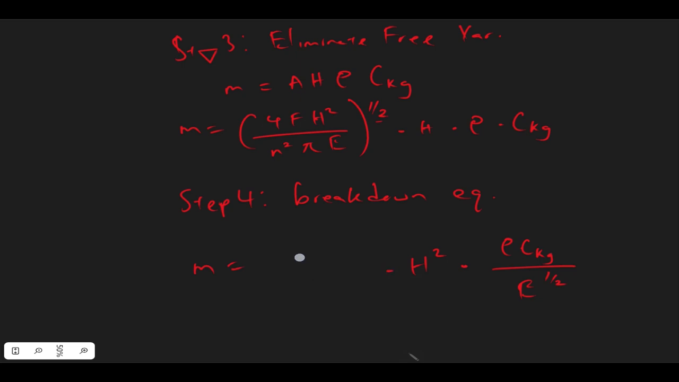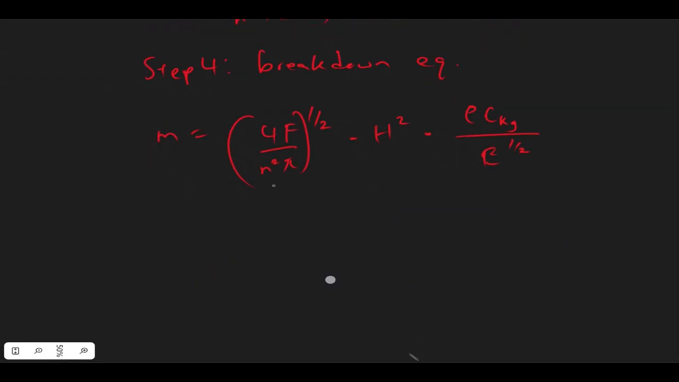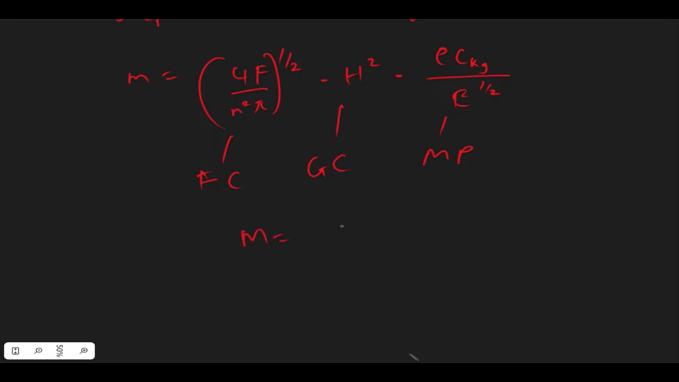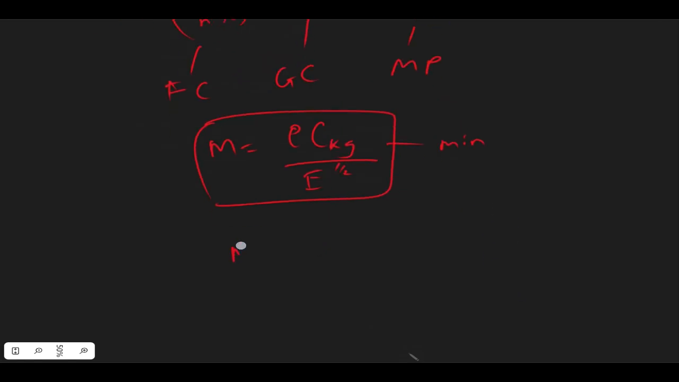Every other thing in this equation is a functional constraint, which is 4F divided by N squared pi, all raised to power 1 divided by 2. So this is the functional constraint, this is the geometric constraint, and this is the material property. So M is equal to density times cost per kg divided by E raised to power 1 over 2. This is the minimization, but you always try to leave it in terms of maximization, right? So it's going to be E raised to power 1 divided by 2 divided by density times cost in kg. So this is the maximization. So this is your answer.